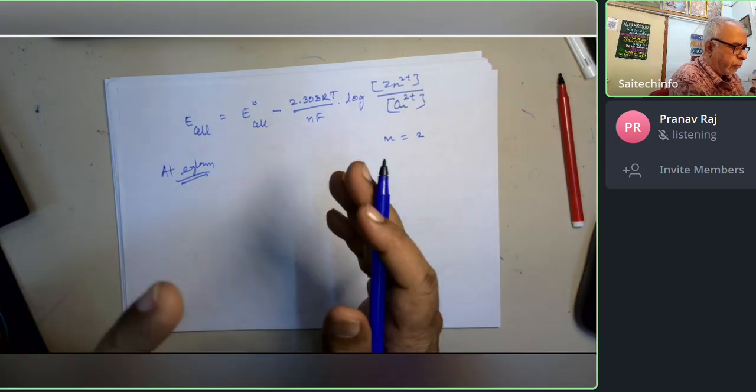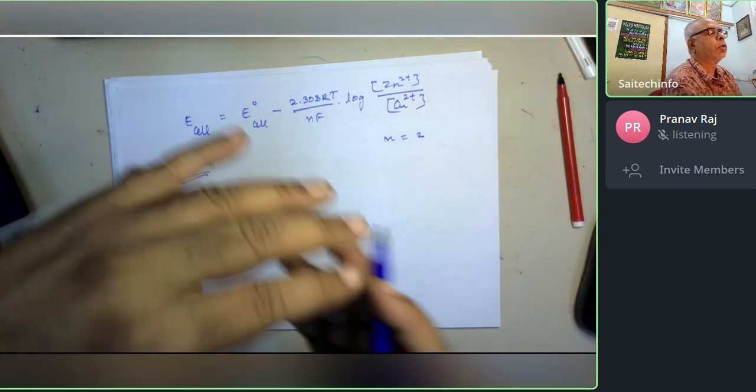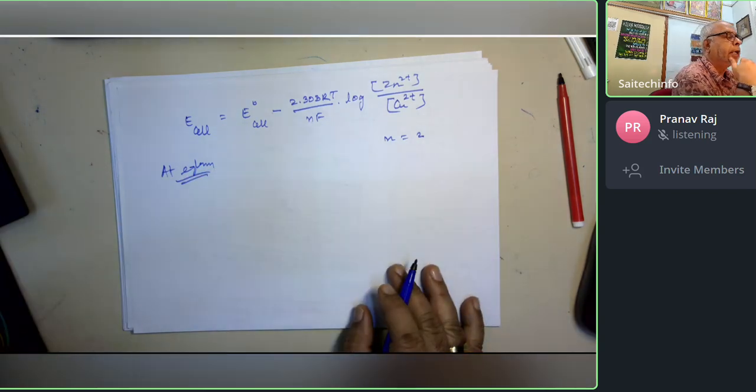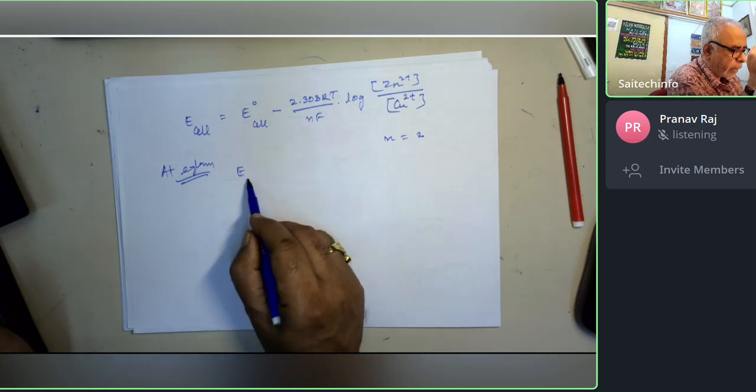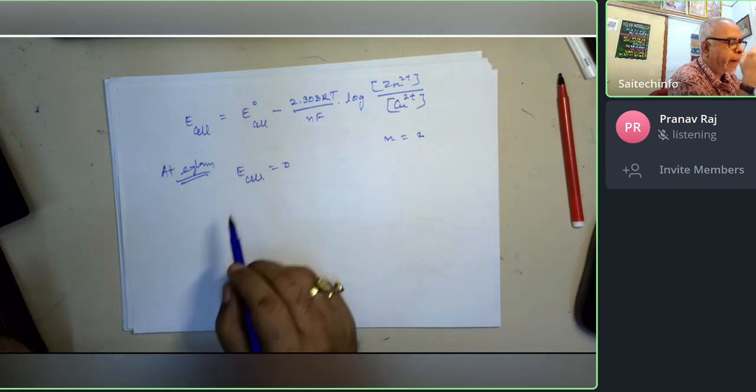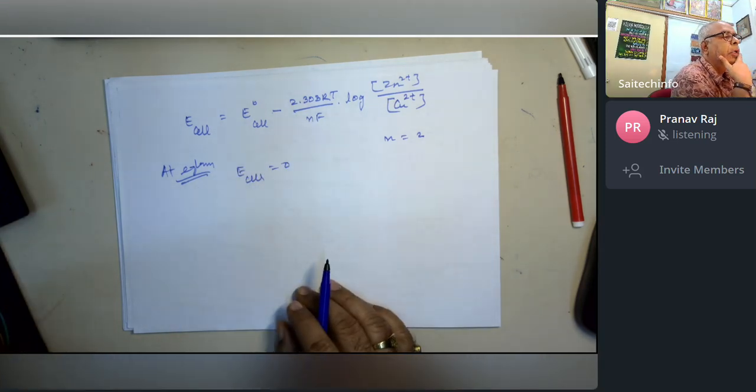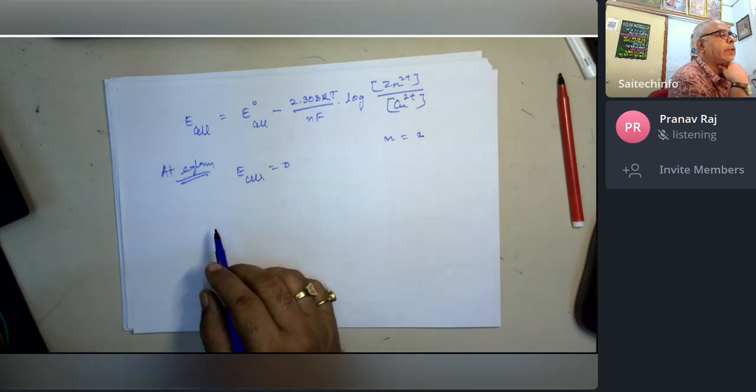What do you mean by equilibrium? When the rate of the forward reaction is equal to the rate of the backward reaction. At that stage, the cell EMF will be zero. At equilibrium, cell EMF is zero. Right?